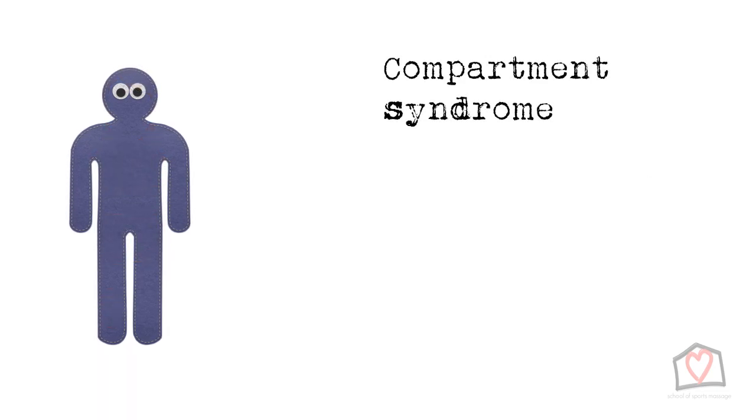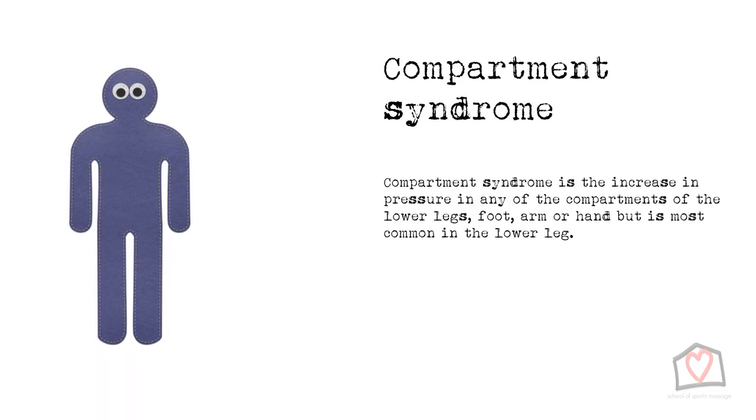The third and final is compartment syndrome. This is the increase in pressure in any of the compartments of the lower leg, the foot, the arm or the hand, but is most common, and I've only ever seen it in the lower leg. It can appear to be very similar to deep vein thrombosis, DVT, when in the lower leg. You need to be confident that it's not DVT before continuing with treatment.